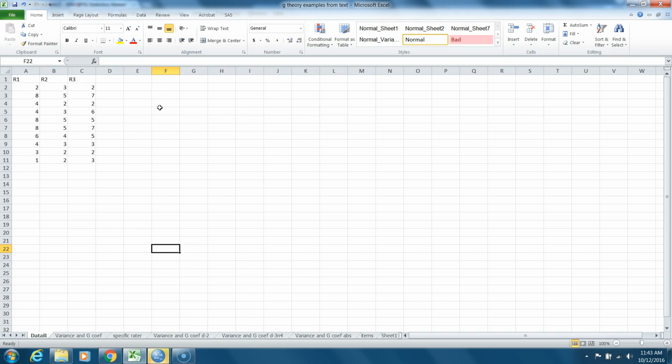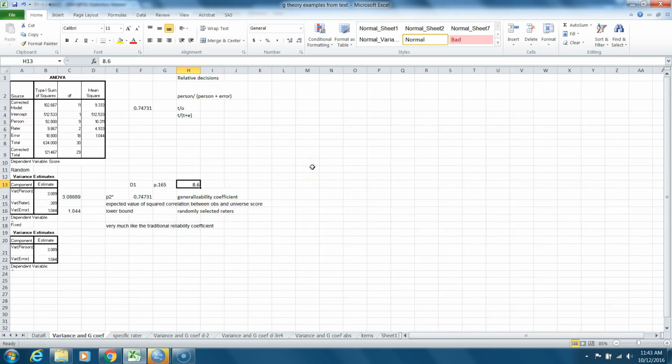We took this data, ran it through SPSS, and got variance components. Go ahead and click on our variance components. Here's the table we acquired. I just copied and pasted this from SPSS into Excel. We can see that our mean squares for persons is 10.3 and for raters 4.9, and we have an error mean square of 1.044. We also have our estimates here of 3.089.